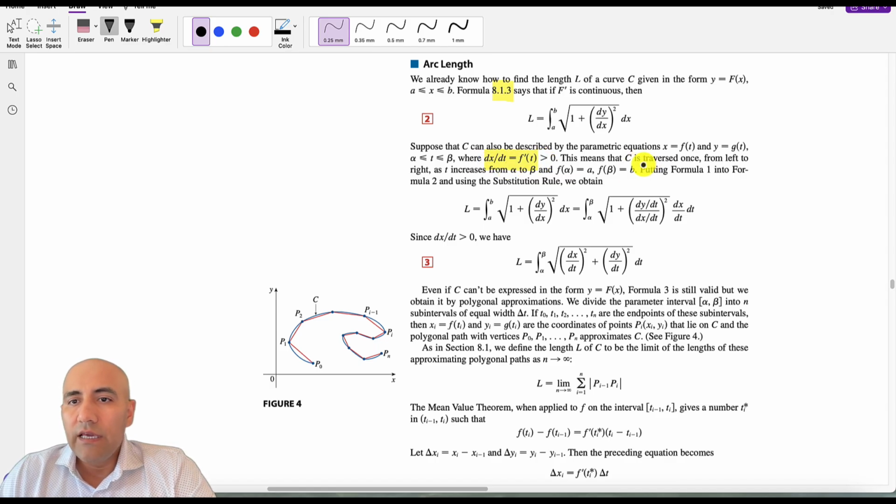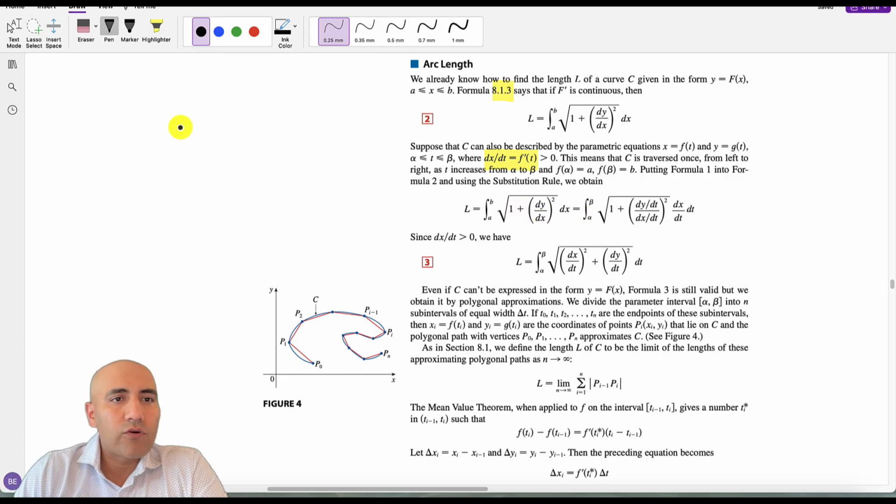This means that C is traversed once from left to right as t increases from alpha to beta. And f of alpha equals a and f of beta equals b. Putting this formula into formula 2 up here and using the substitution rule, we get the following. All right, so here we're just copying this down here, and we're going to say that dy/dx, we already have from earlier that dy/dx is equal to dy/dt divided by dx/dt.